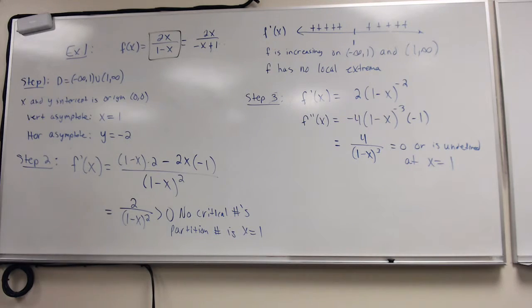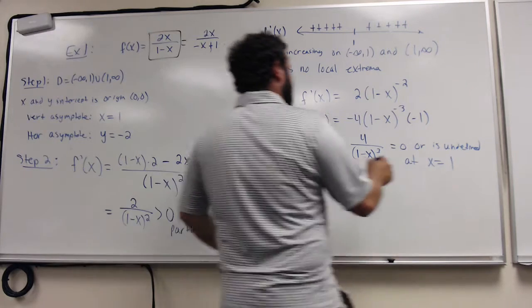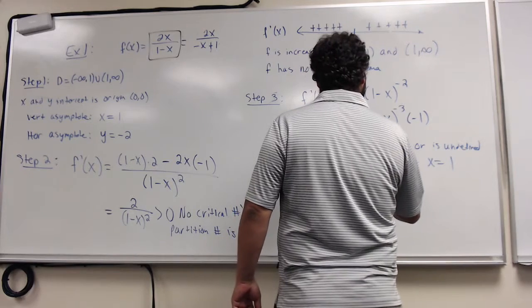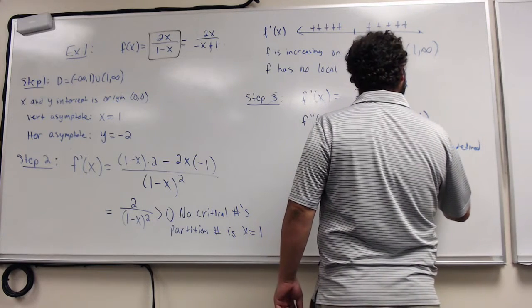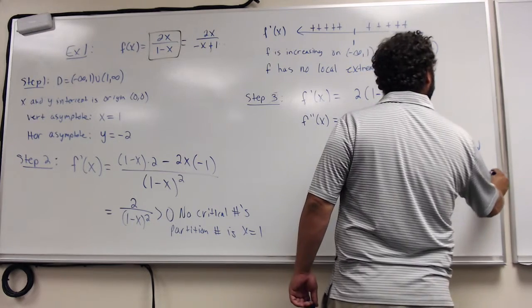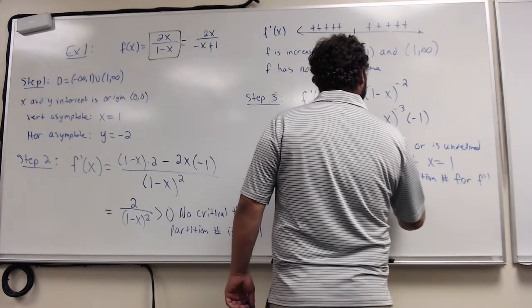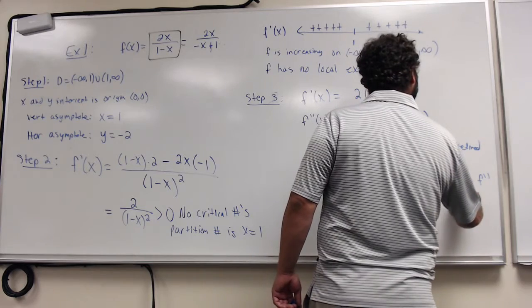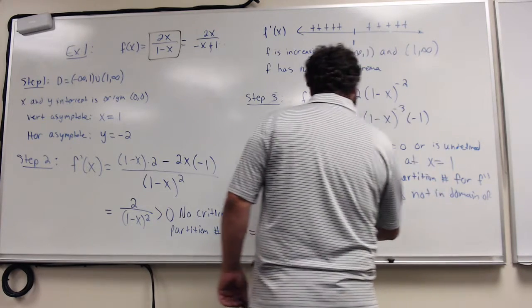Is there going to be an inflection point at all? What do you think? Is there actually going to be a point on the graph at x equals 1 of the original function? No, there's a vertical asymptote there. So there's no inflection points. That's what I was getting at here, right? x equals 1 is a partition number for f double prime, but x equals 1 is not in the domain of f.